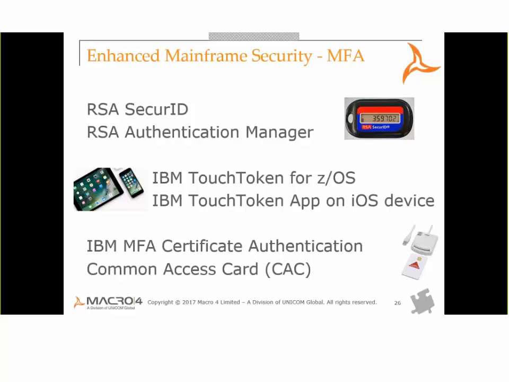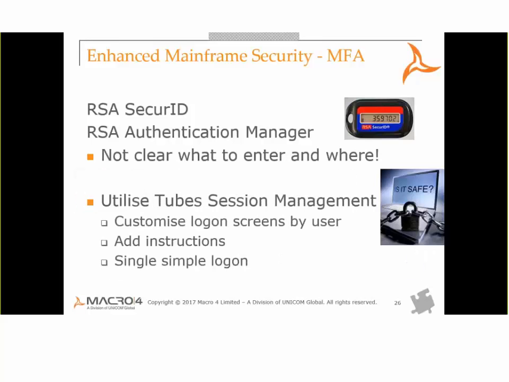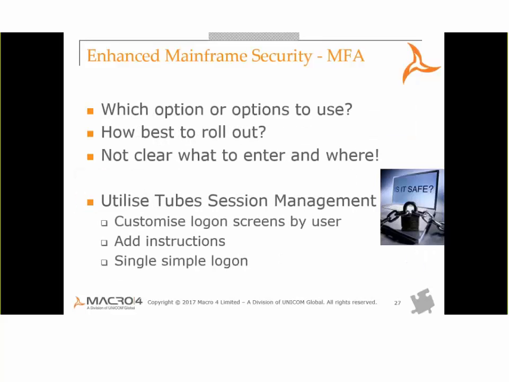And the last one, which is mainly for US government and defense personnel, they all get issued a Common Access Card. And again, they use the card, they have a PIN number, web browser, they generate the code, they have to then go off and use that code to log on to the mainframe. So there's various options there, but which is best? Which one do you use? And how do you roll it out? We've got customers that have got 120,000 end users.